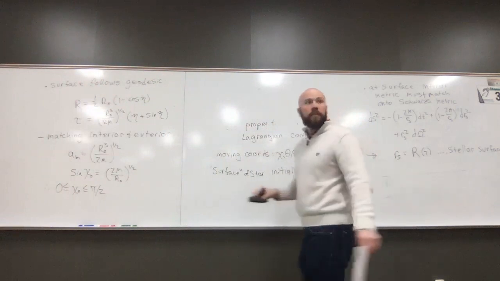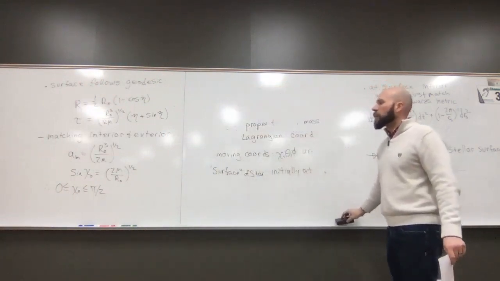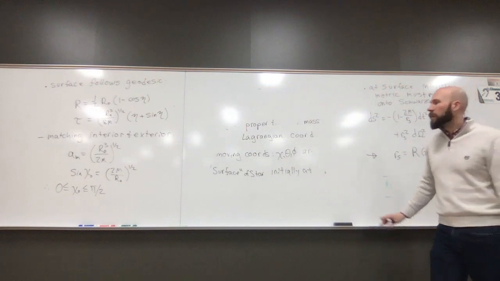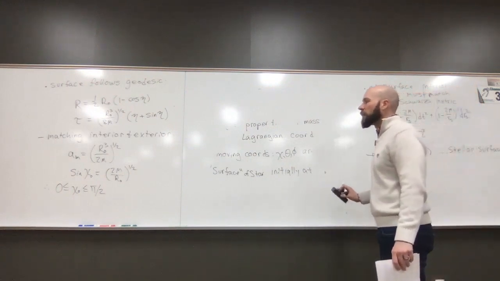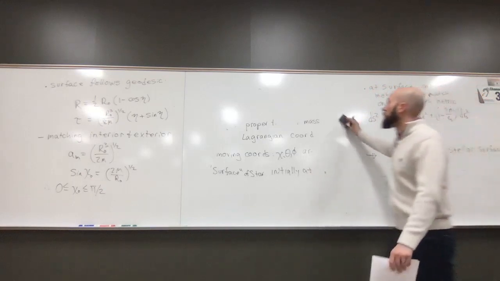Sean, when you say matching interior and exterior, does that mean only continuity or also smoothness? Only the continuity of the metric. So the derivatives don't match. No. To get this, I didn't write out all the steps, it's true, but all you have to do is match the metrics, not their derivatives.